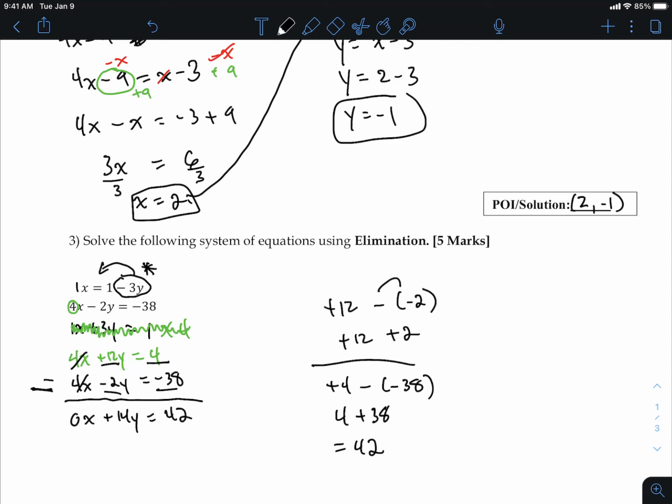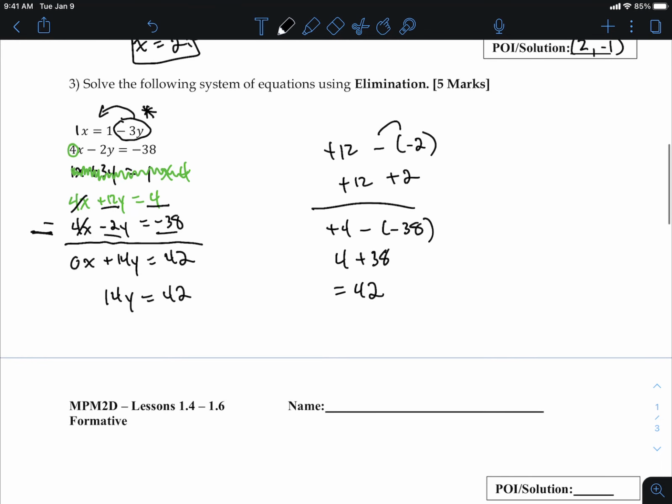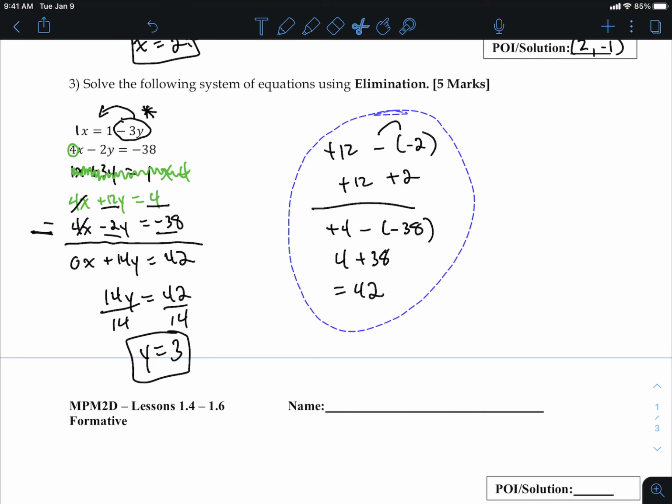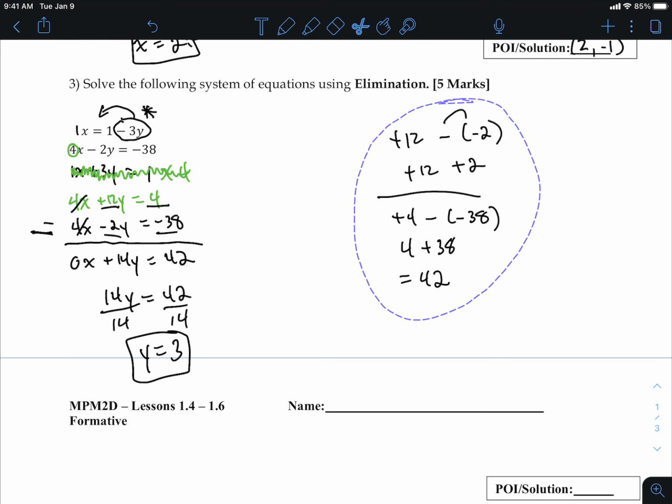Right? Now I have 14y is equal to 42. Divide both sides by 14. What's 42 divided by 14? What is it? Is it 3? Okay. Does anybody need this? Can I cut it out here? I'll move it over.